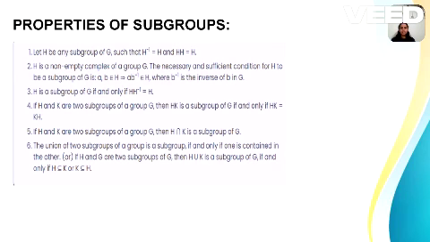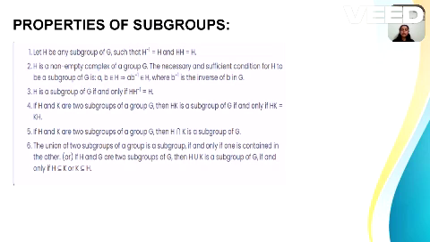Properties of subgroups. Let H be any subgroup of G such that H inverse equals H and HH equals H. Let H be a non-empty subset of a group G. The necessary and sufficient condition for H to be a subgroup of G is that for A and B belonging to H, A B inverse belongs to H, where B inverse is the inverse of B in G. H is a subgroup of G if and only if HH inverse equals H. If H and K are two subgroups of a group G, then HK is a subgroup of G if and only if HK equals KH.